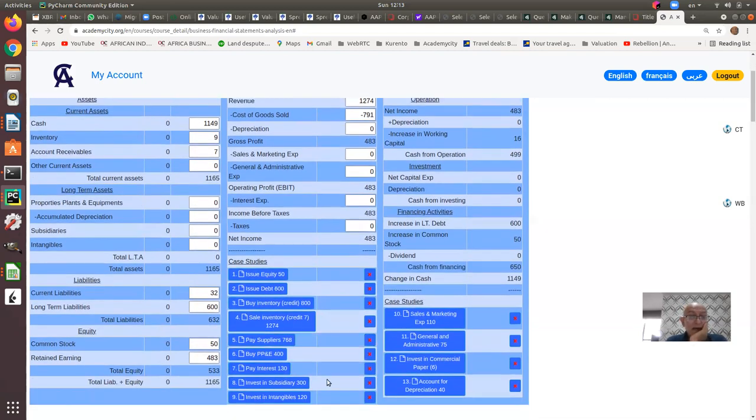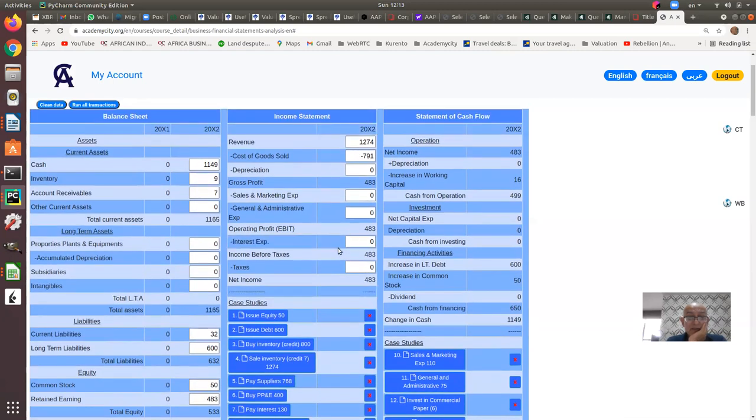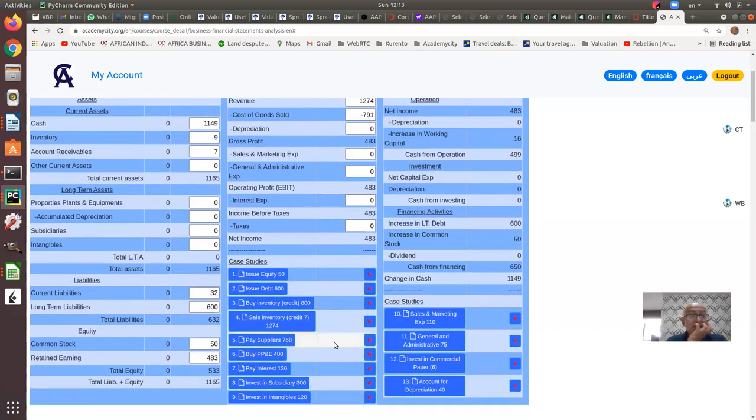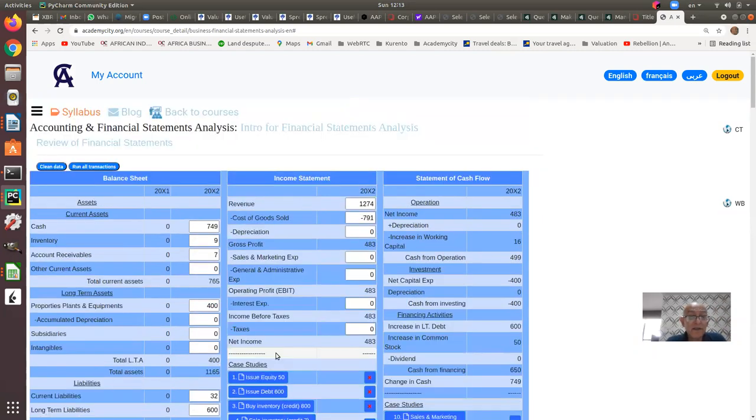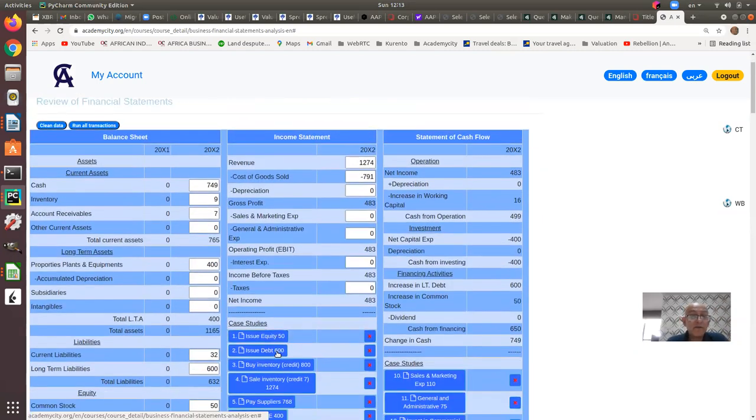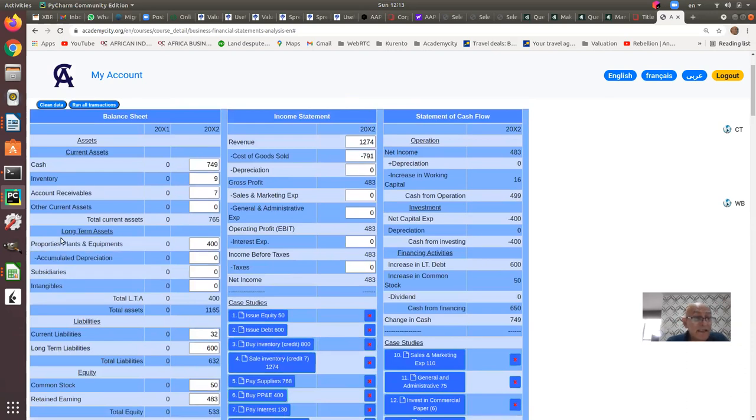Next transaction, we buy property, plant, and equipment. By the way, notice, paying suppliers has no effect on the income statement, none whatsoever. Therefore, no effect on net income. The next transaction is very similar, has no effect on the income statement because we're just buying properties. What happened then? What is the effect? The effect is in the long-term assets.